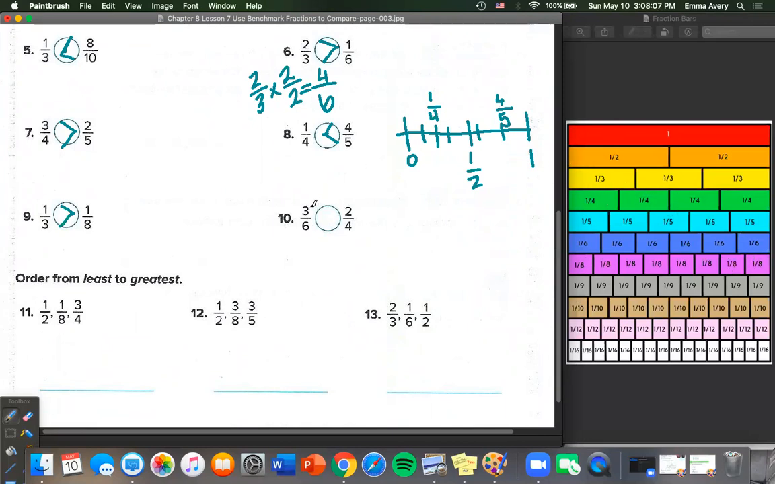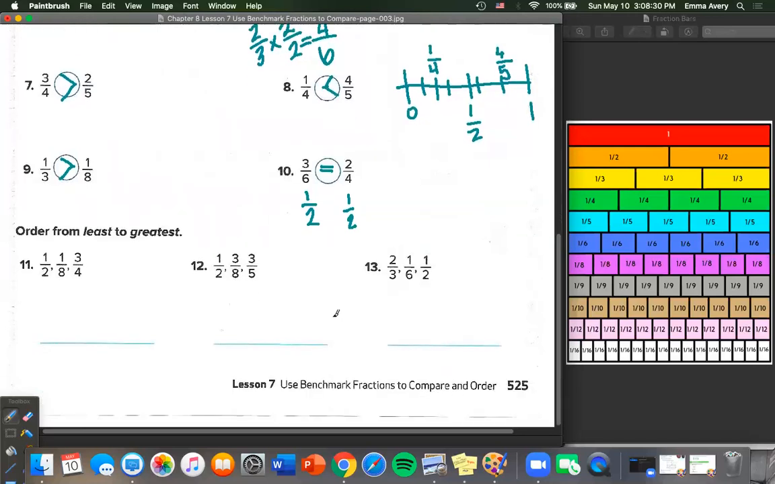Okay, now we have 3/6 and 2/4. Well, 3/6 is also equal to 1/2 because half of 6 is 3, and 2/4 is also equal to 1/2 because half of 4 is 2. So these are equal. I think those were our only equal one.